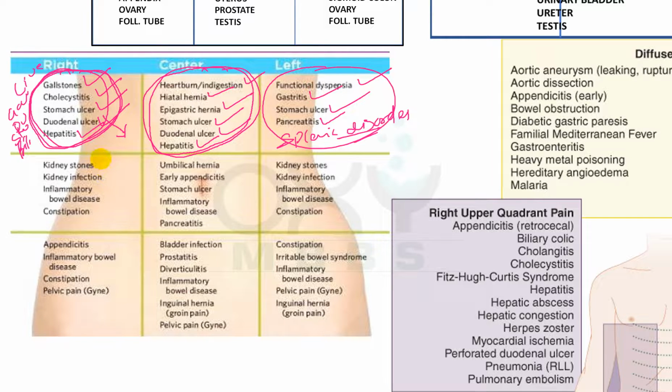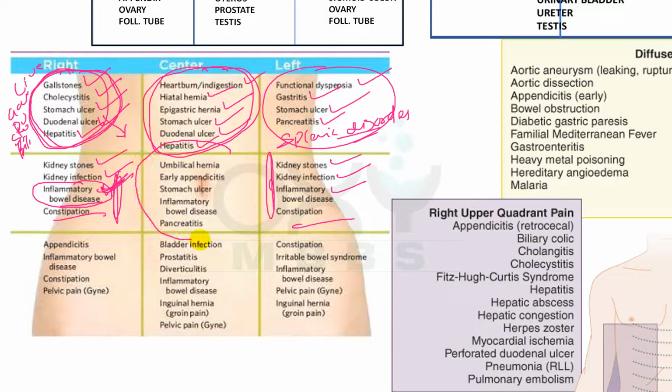In the lumbar region, in the right lumbar region, there are kidney stones, kidney infection, and inflammatory bowel diseases, because the large intestine is present in this region, and because of this there are inflammatory bowel diseases here also. Constipation also, because this region is related to the large intestine.